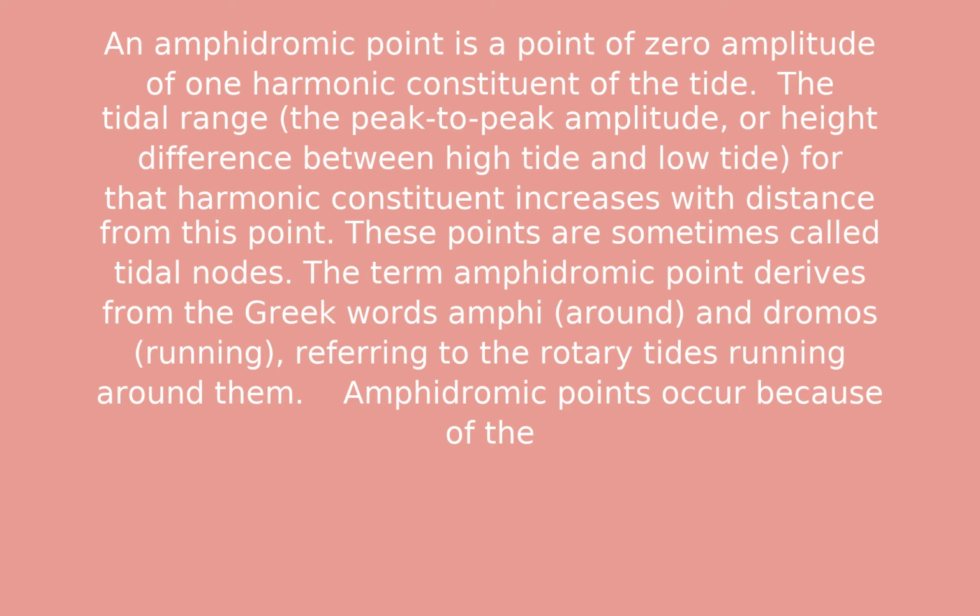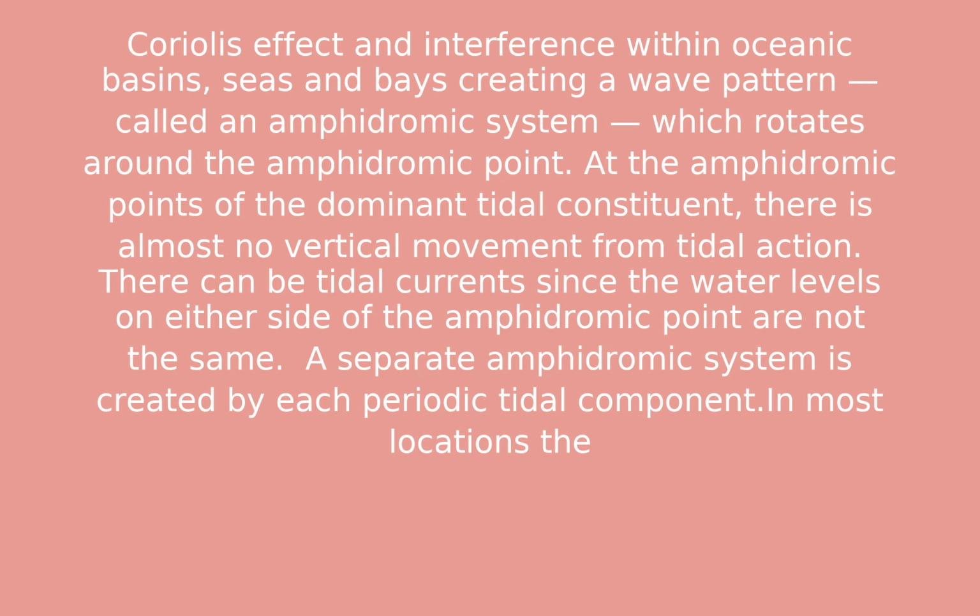The term amphidromic point derives from the Greek words amphi and dromos, referring to the rotary tides running around the hemisphere. Amphidromic points occur because of the Coriolis effect and interference within oceanic basins, seas and bays, creating a wave pattern called an amphidromic system, which rotates around the amphidromic point.